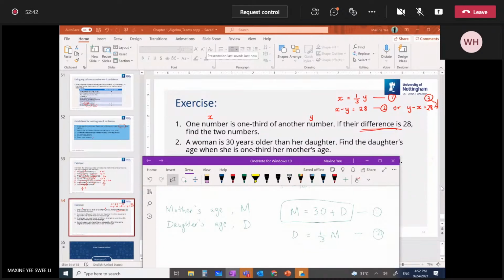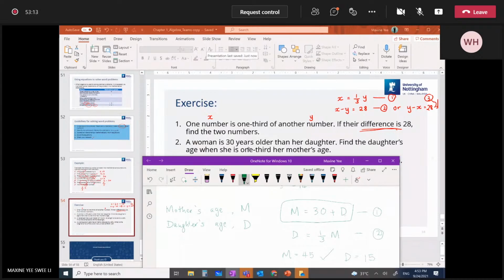You will find that M, the mother's age, will be 45. If you substitute D into here, so M equals 30 plus 1 over 3M. All right, so M will be 45. And then when M is 45, you can find D. D will be 1/3 of 45, so it will be 15.